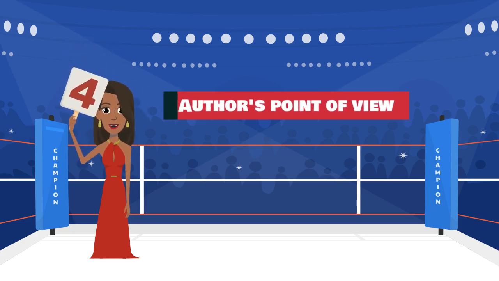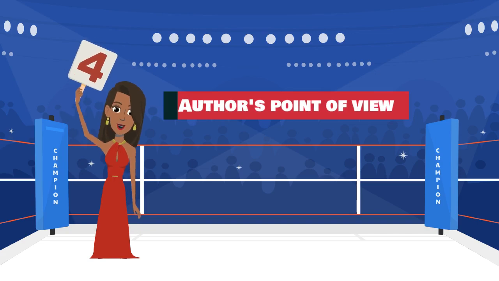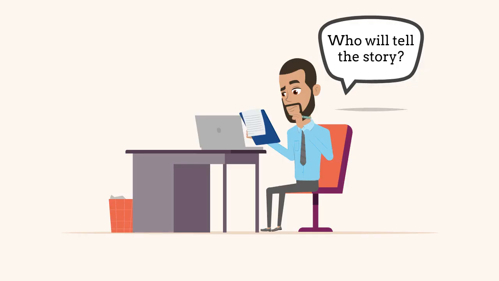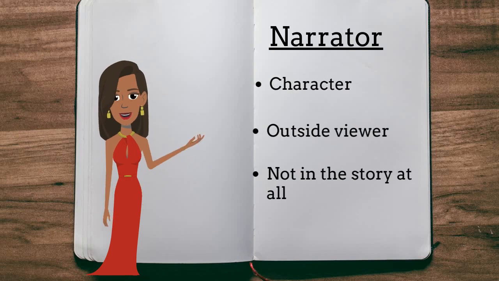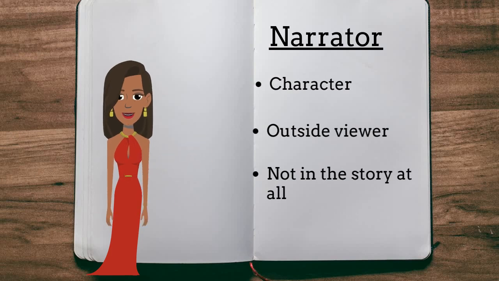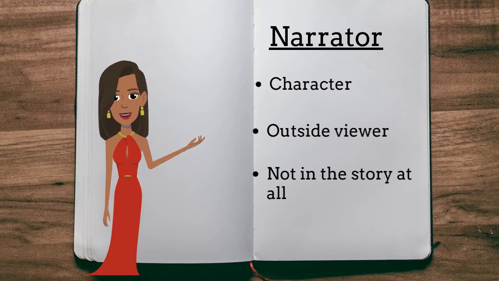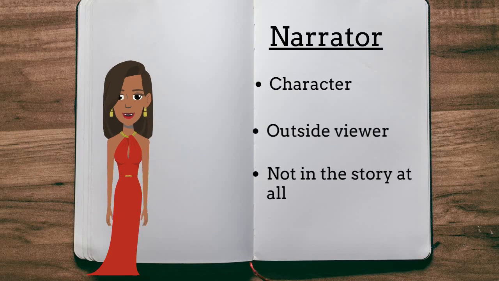And today we are going to learn about the author's point of view. When an author writes a story, he or she chooses who will tell the story by determining the point of view. The narrator, who is the person telling the story, could be the character, an outside viewer, or a narrator who is not in the text at all.